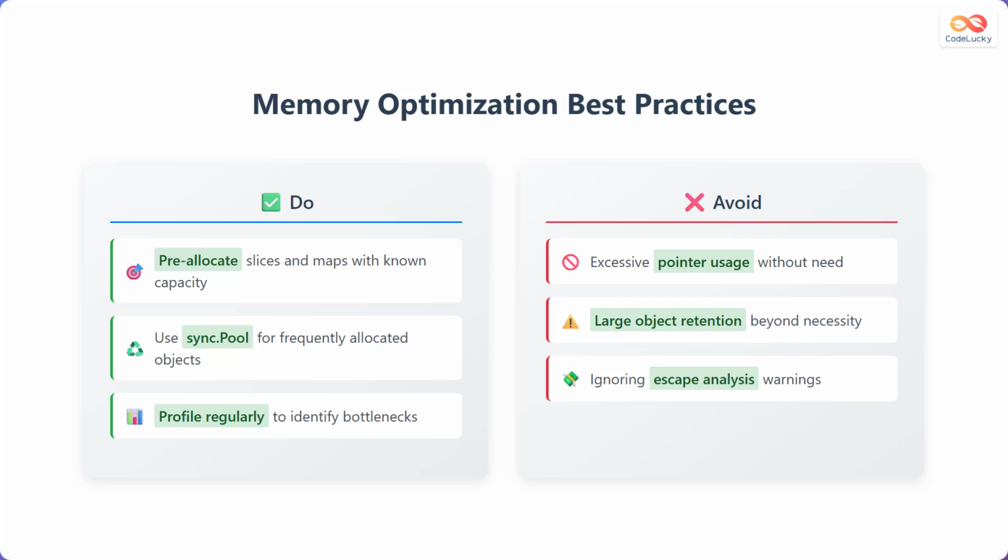Let's summarize the best practices for memory optimization in Go. Do pre-allocate slices and maps with known capacity. Use sync.Pool for frequently allocated objects. Profile regularly to identify bottlenecks. Avoid excessive pointer usage without a clear need. Avoid retaining large objects beyond their necessary lifespan. Do not ignore escape analysis warnings.